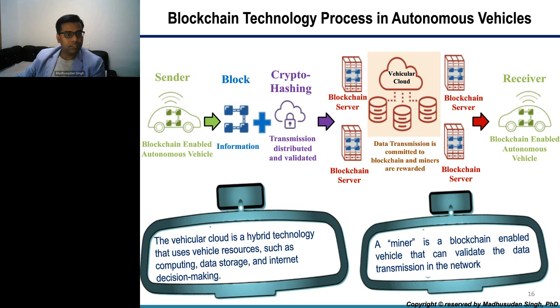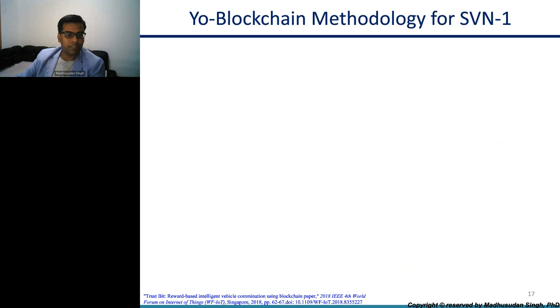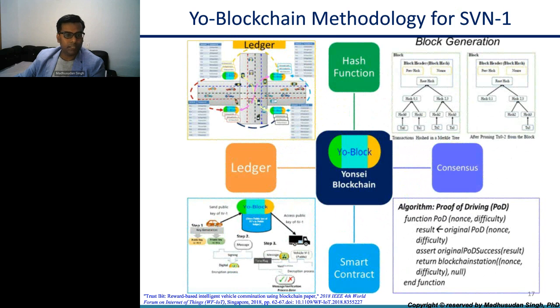But we still have to think about how those features are going to be implemented in blockchain technology, and how they are going to be implemented in the vehicles, right? So here we have a proposed paper, a trust-point reward-based intelligent vehicle communications paper. There, all information is going to be stored in the ledger, and we have hash functions. They can create the Merkle tree to make the block headers they will use.